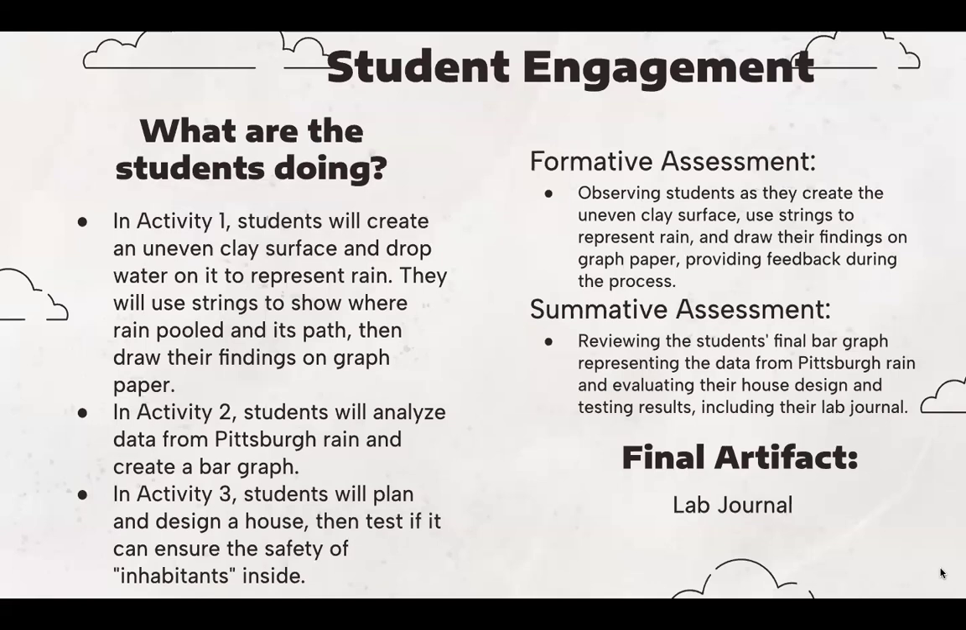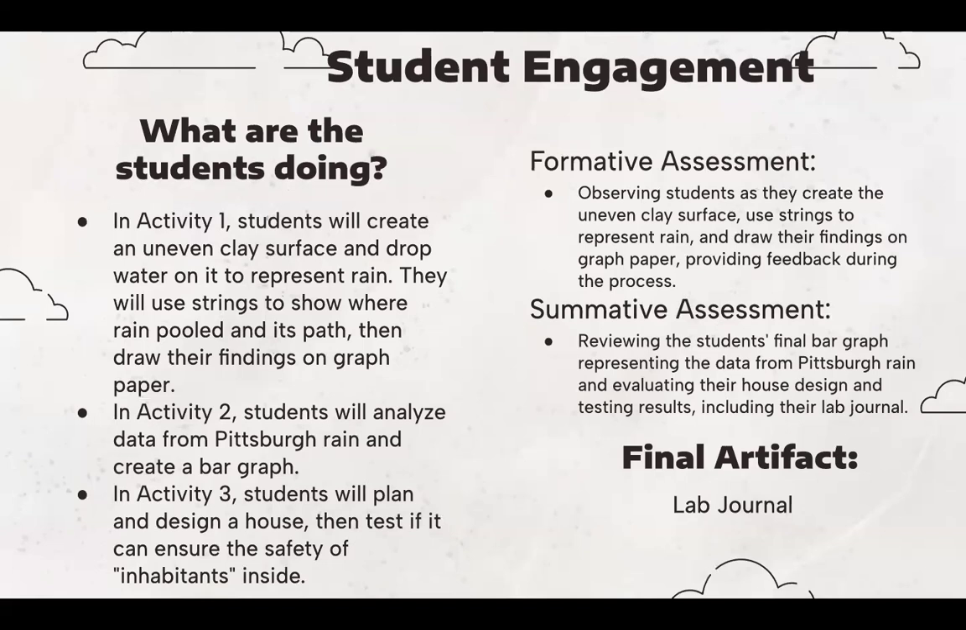For the student engagement, the students are creating the uneven clay surface to show where the rain pooled, analyzing data from Pittsburgh's rain to create a bar graph, and students will plan and design a house and test it to see if it could withstand flash flooding. And then our final artifact would be a lab journal that just has information about these activities that they did, and then also the technology integration.